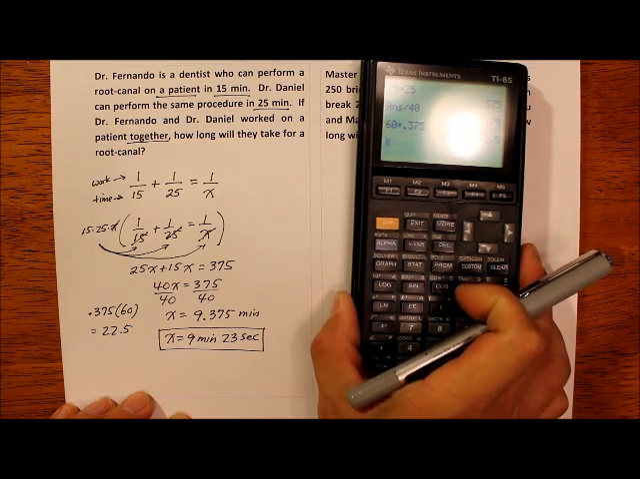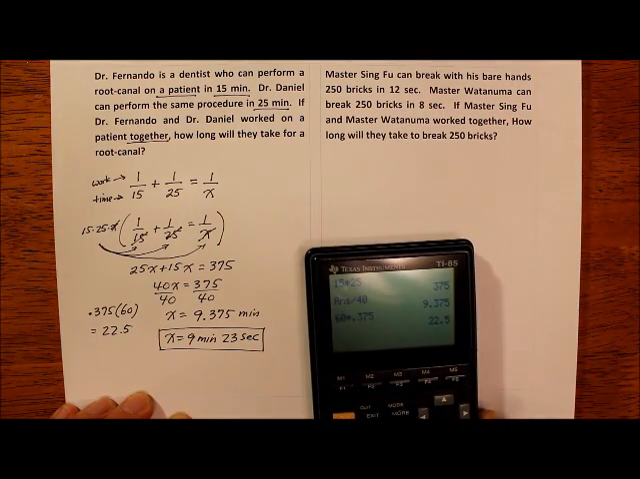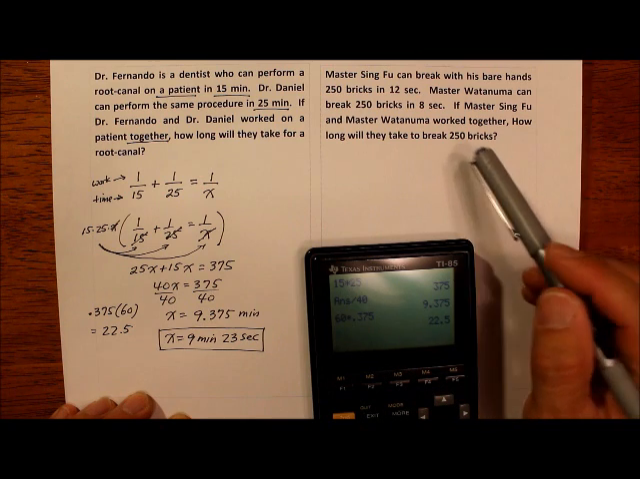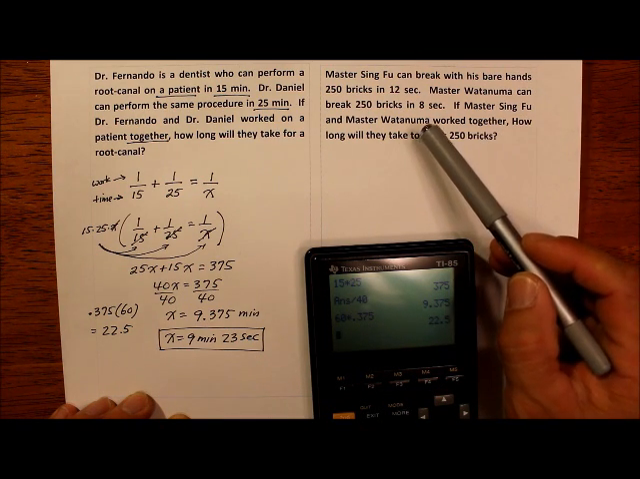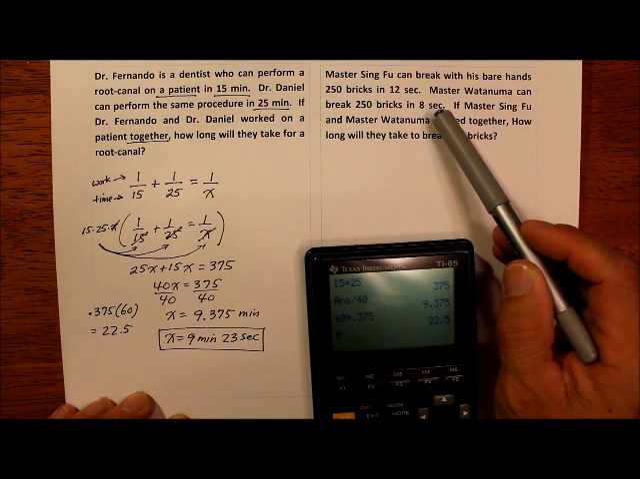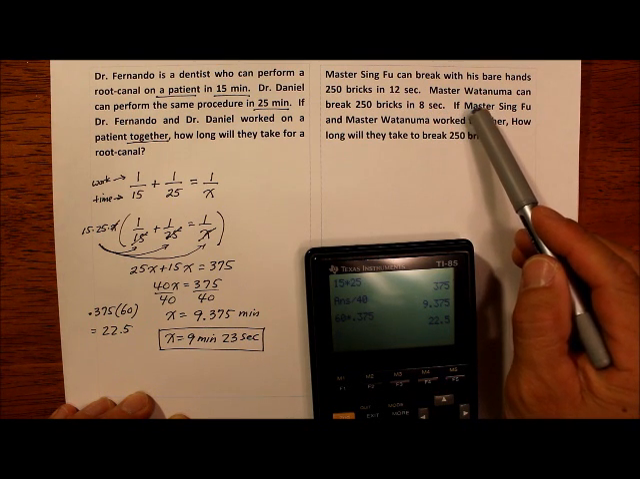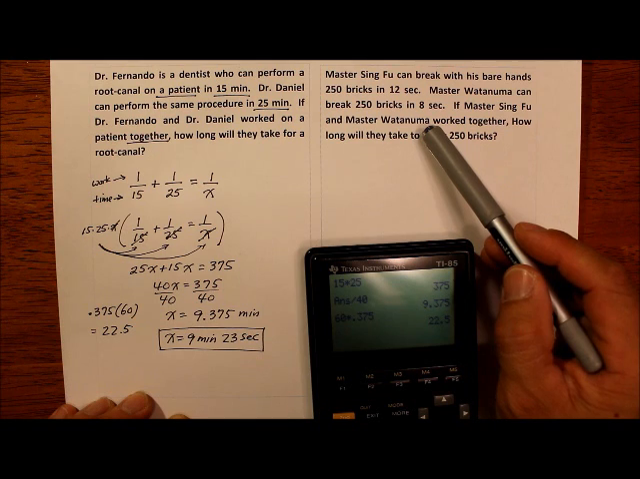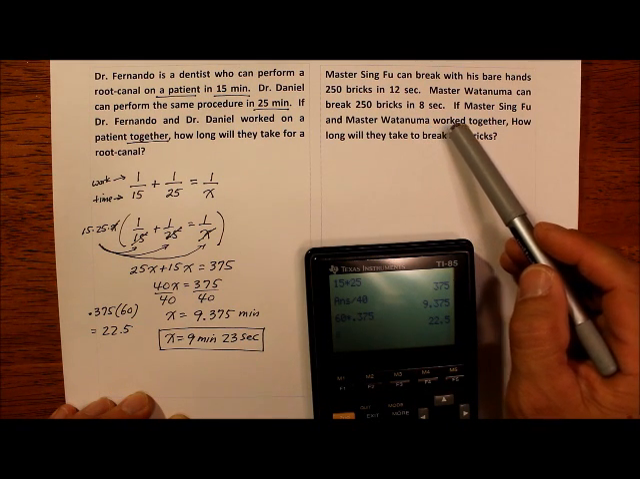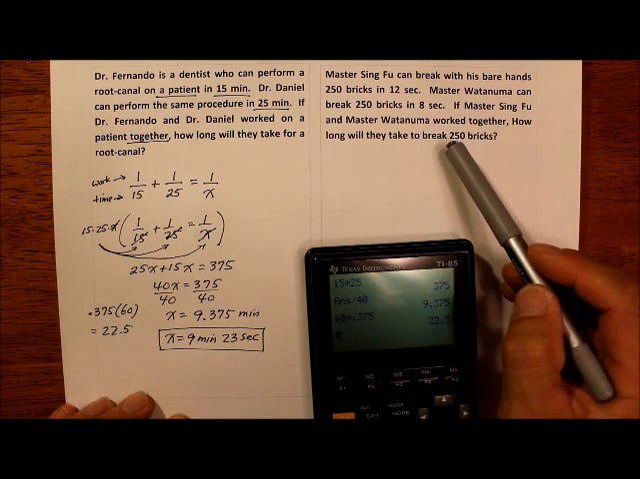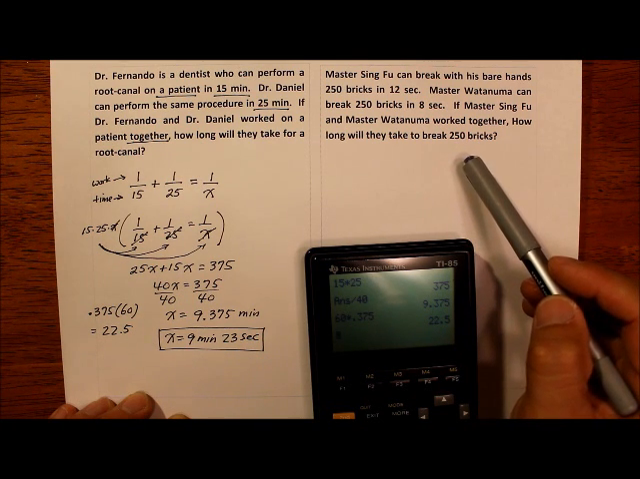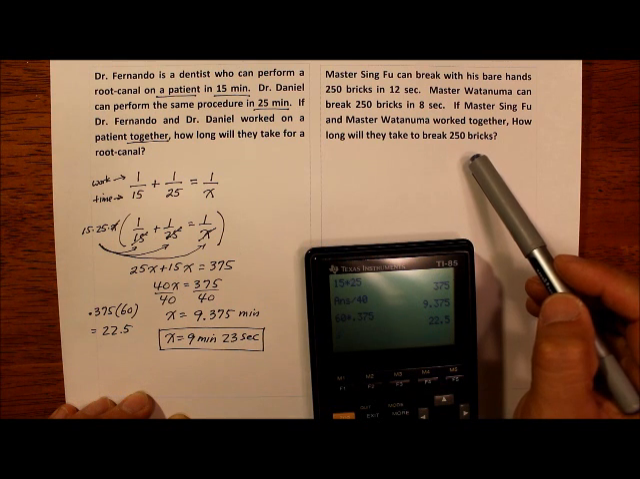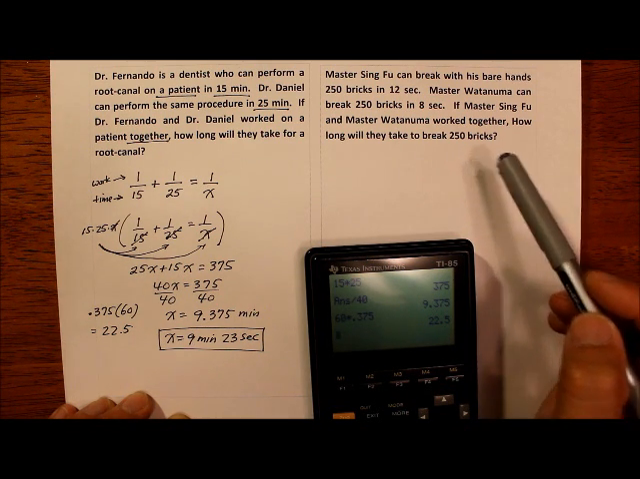That being said, now let's have you try this one. Master Sing Fu can break with his bare hands 250 bricks in 12 seconds. Master Watanuma can break 250 bricks in 8 seconds. If Master Sing Fu and Master Watanuma work together, how long will they take to break 250 bricks? These are some fast masters. So you try that one.